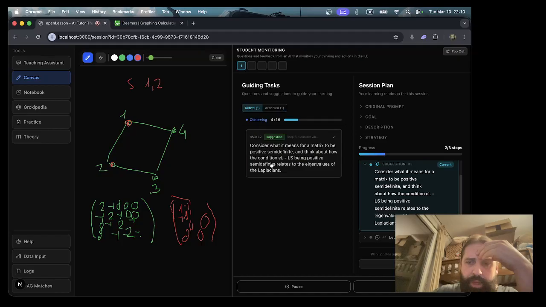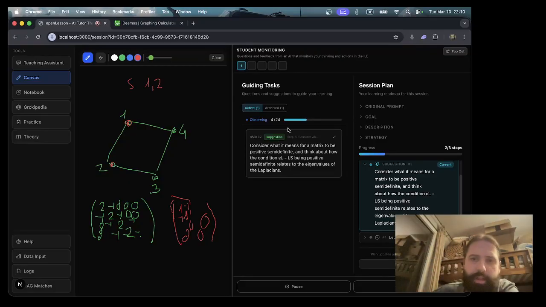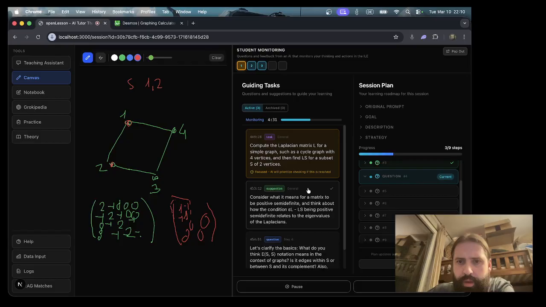And yeah, cool, it's fine. This suggestion. Okay, so let's think about this. Consider what it means for a matrix to be positive semi-definite, and think about how. This is something that I definitely don't know, right? So what does it mean for something to be positive semi-definite? No, it came back, so it's not okay. Maybe I have to figure out a way to tell that this came back.